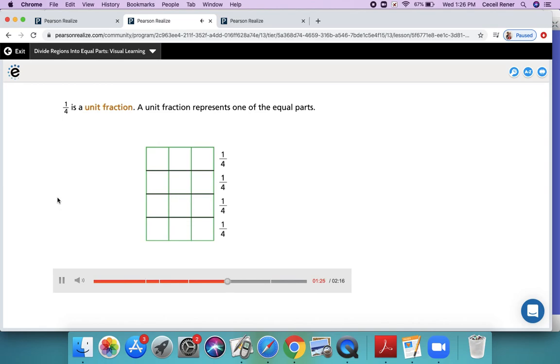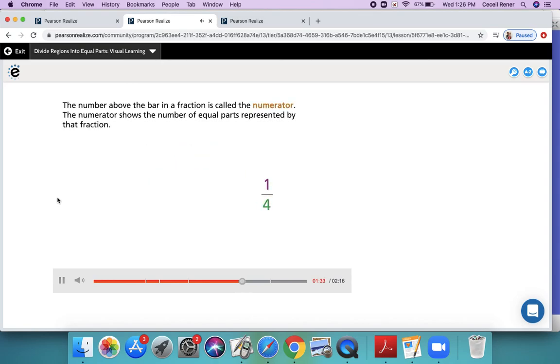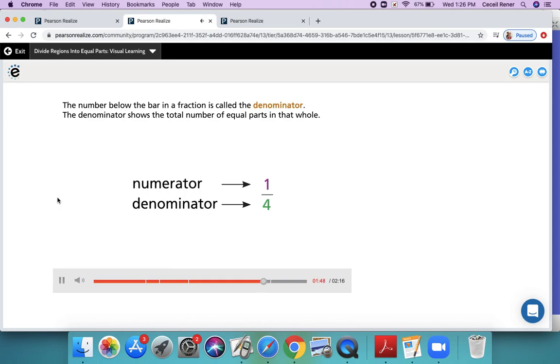1/4 is a unit fraction. A unit fraction represents one of the equal parts. The number above the bar in a fraction is called the numerator. The numerator shows the number of equal parts represented by that fraction. The number below the bar in a fraction is called the denominator. The denominator shows the total number of equal parts in that whole.